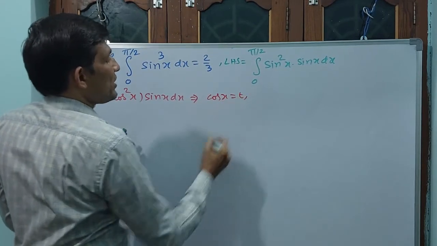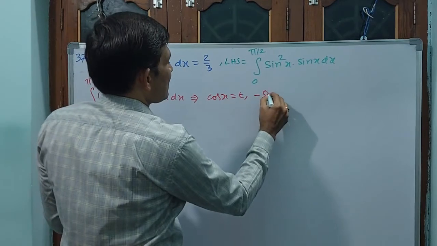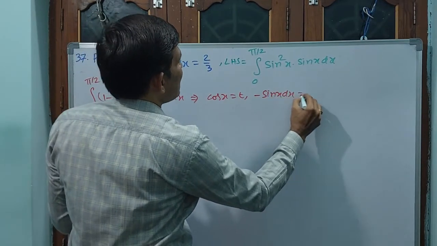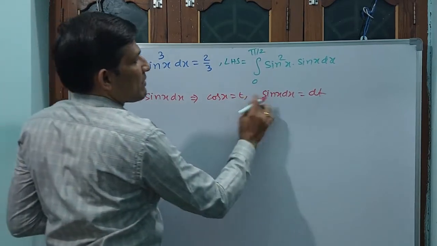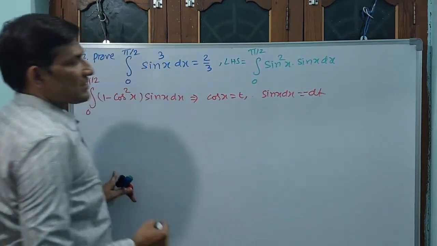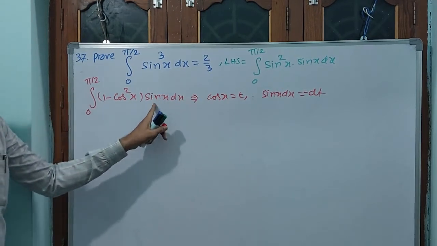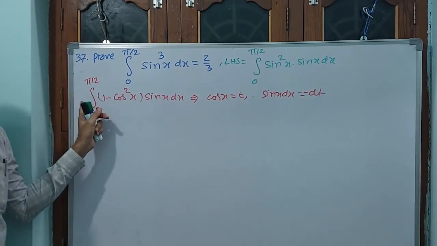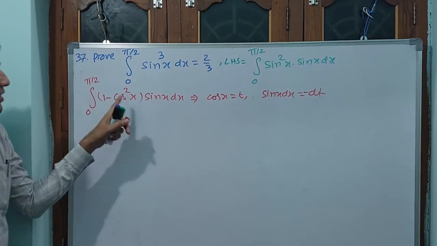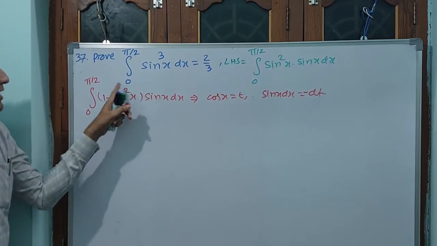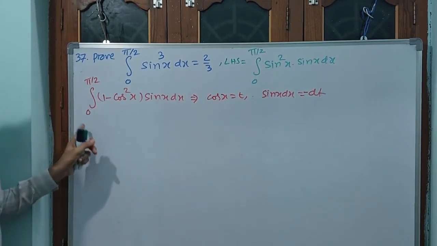Cos x is equal to t means d by dx of cos x, minus sin x dx is equal to dt. But here sin x dx is there. Then you send this minus to this side. Sin x dx is equal to minus dt. That is one thing. Sin x dx you can write as minus dt. Minus you can take out and write t here, dt. Another thing: 1 minus cos square x means 1 minus t square you are going to write. But what about limits?